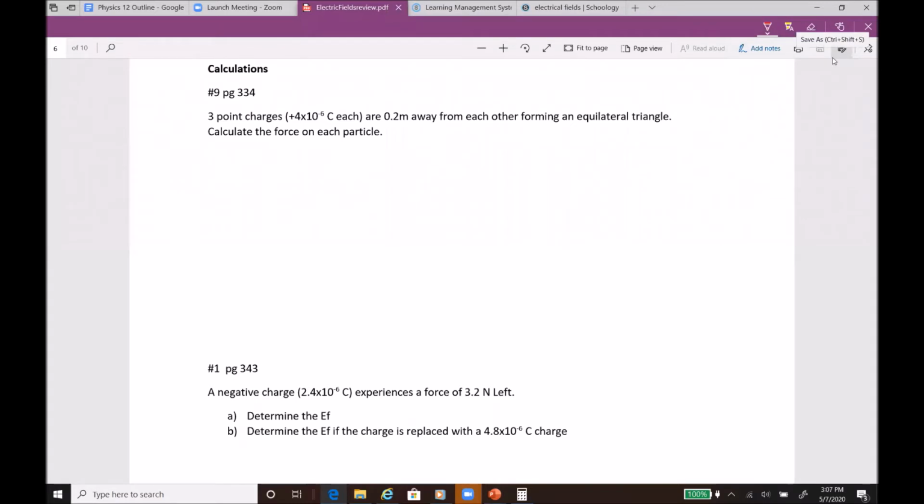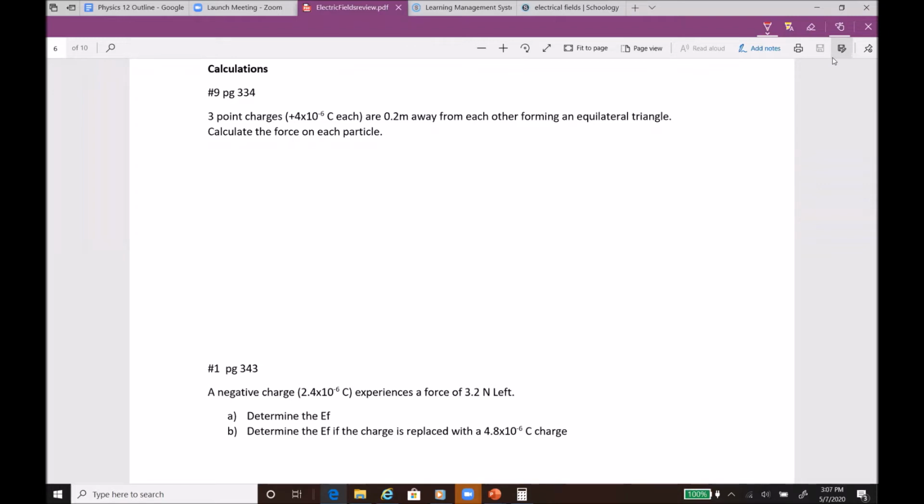So this is question number 9 from page 334. Now we don't need to do some of the questions. We're not going to do all of the questions because it might be a little bit tedious and lengthy. So we'll do parts of the questions, because sometimes you don't need to do all of it because you understand what's going on. So let's look at question number 9.